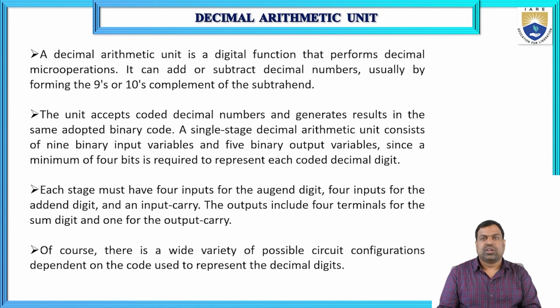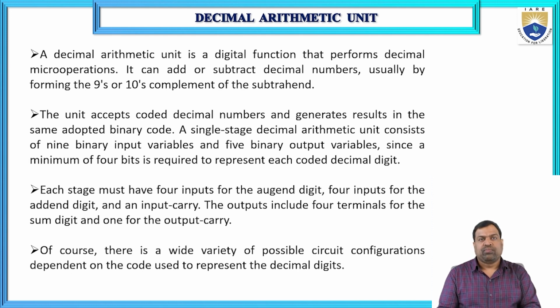A single stage decimal arithmetic unit consists of 9 binary input variables and 5 binary output variables, since a minimum of 4 bits is required to represent each coded decimal digit. Each stage must have 4 inputs for the augend digit, 4 inputs for the addend digit, and an input carry. The output includes 4 terminals for the sum digit and 1 for the output carry. There is a wide variety of possible circuit configurations depending on the code used to represent the decimal digits.